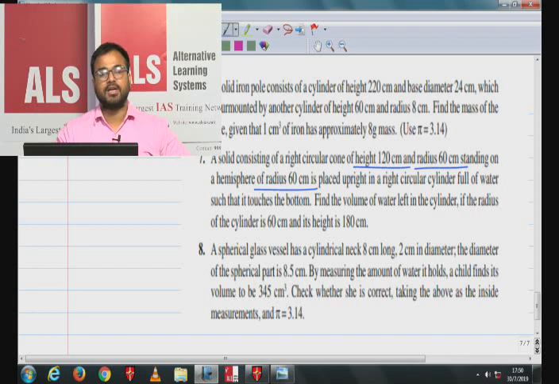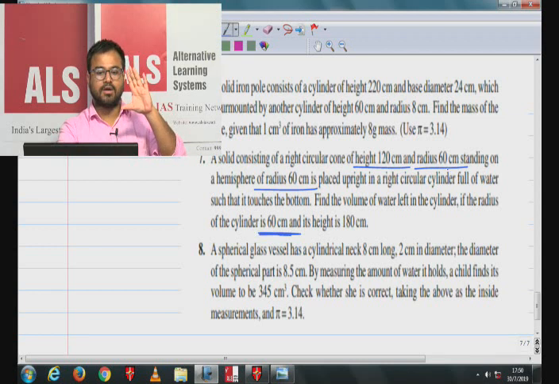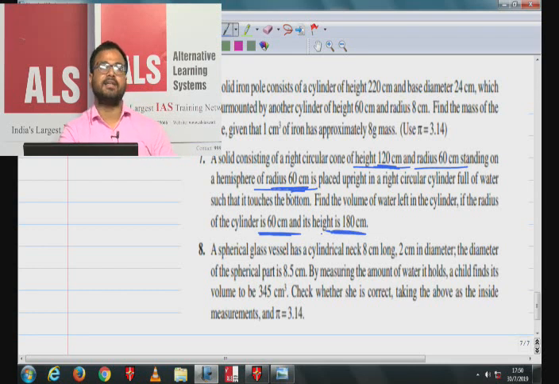Find the volume of water left in the cylinder if the radius of the cylinder is 60 centimeter and the height is 180 centimeter. You can see the radius is the same for the cone, the hemisphere and the cylinder. The height of the cone is 120 and the height of the hemisphere is the same as the radius, which is 60. So 120 plus 60 is 180, and the height of the cylinder is 180 also. It means it will be completely packed into that cylinder.